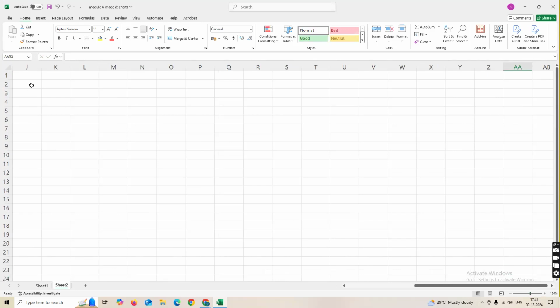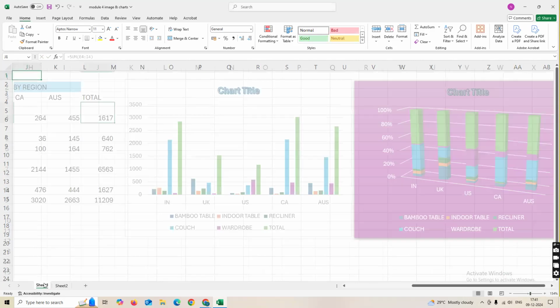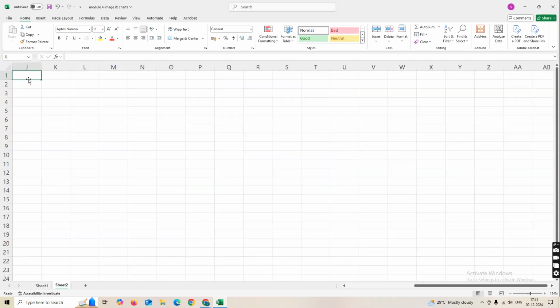I hope it's visible properly. Serial number. Now, here I'm going to put product, product cost, cost previous.